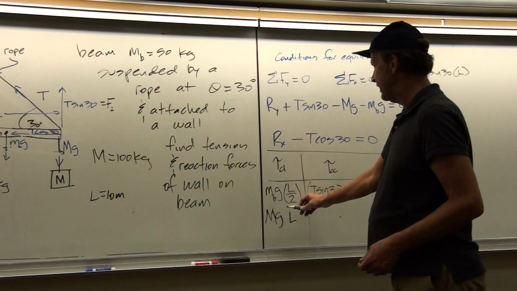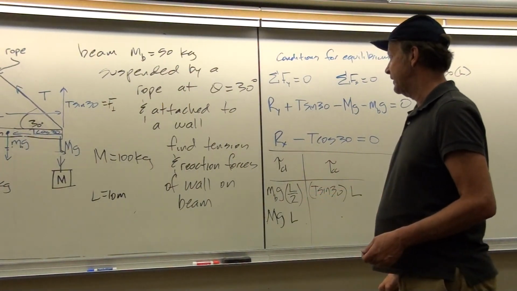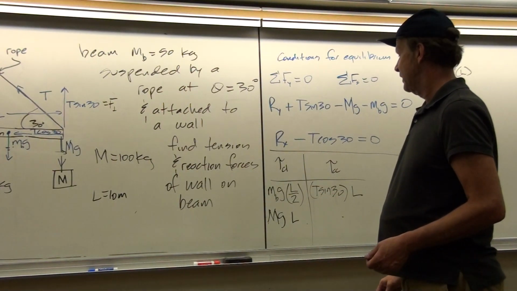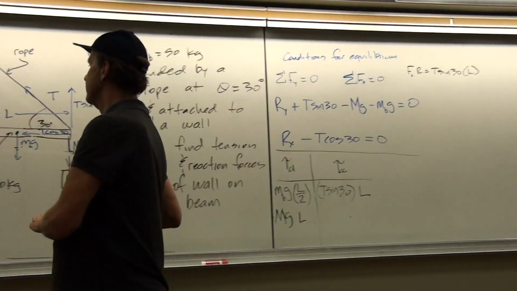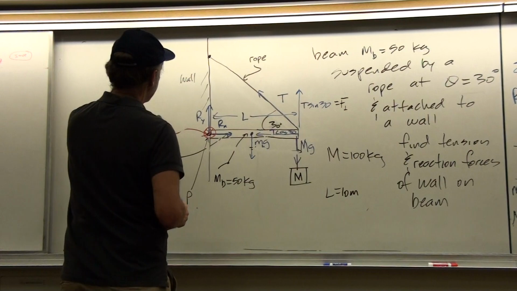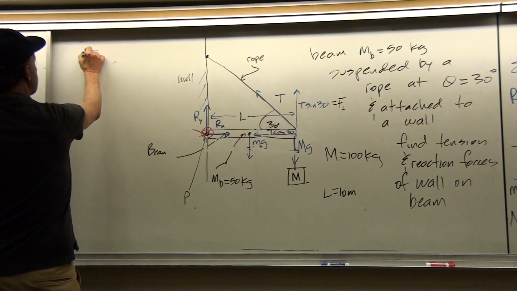Okay, so now I've made my table of clockwise and counterclockwise torques. Now, all I have to do is set the sum of the clockwise torques equal to the sum of the counterclockwise torques.